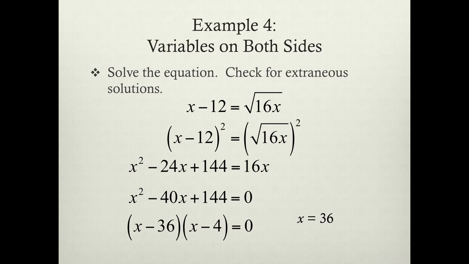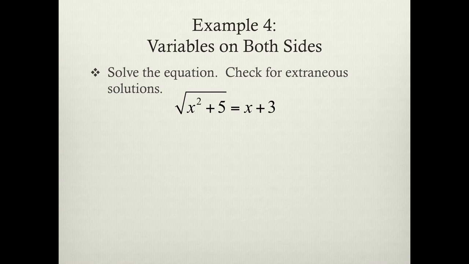So the 4 does not actually count as one of our solutions. Only the 36 actually works and can actually be written as the solution to this equation. So 4 was an extraneous solution, and we should not include it in our final answer.